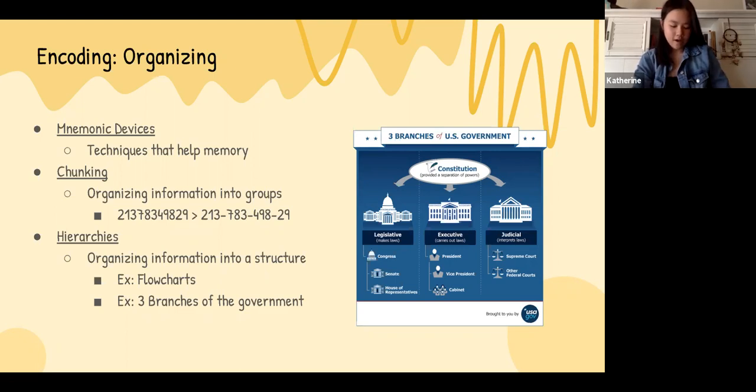And then we have hierarchies. These organize information into a structure. For example, we have flow charts. Another example is the 3 branches of the US government. Under the government, there are 3, and there's often a picture or an infographic showing the 3 branches of the government. That is easier to organize that information.